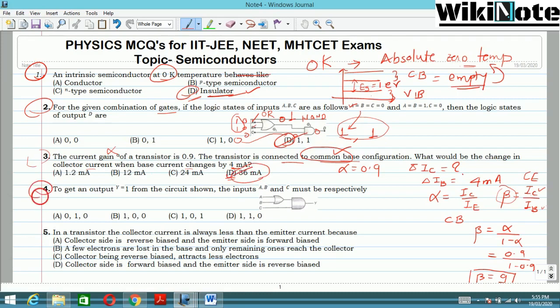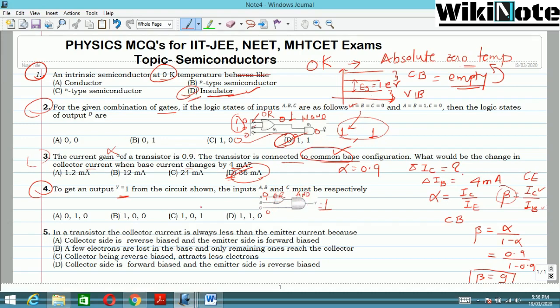Now question number 4. To get the output Y equal to 1 from the circuit shown, the inputs A, B and C must be, respectively, what? So what kind of output do I want? Y should be equal to 1. How to tackle this kind of question? You have to go with trial and error. I have to check every option. First option: 0, 1, 0. First you should be able to identify the gates. This is an OR gate, this is your AND gate. Check whether any bubble is present or not.